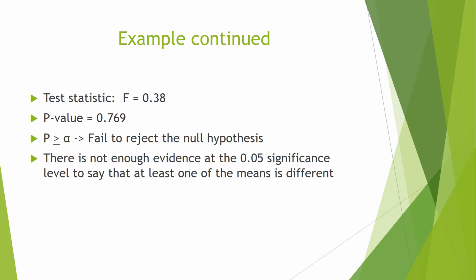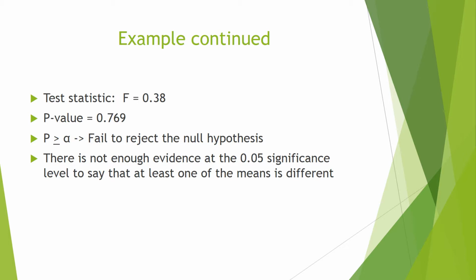P is absolutely greater than any alpha that we would choose. The most common, if no alpha is given in the problem, you assume an alpha of 0.05, which means we fail to reject the null hypothesis. There is not enough evidence at this 5% significance level to say that at least one of the means is different. Now I want to stop here for a second and make sure you understand how these hypotheses are stated.